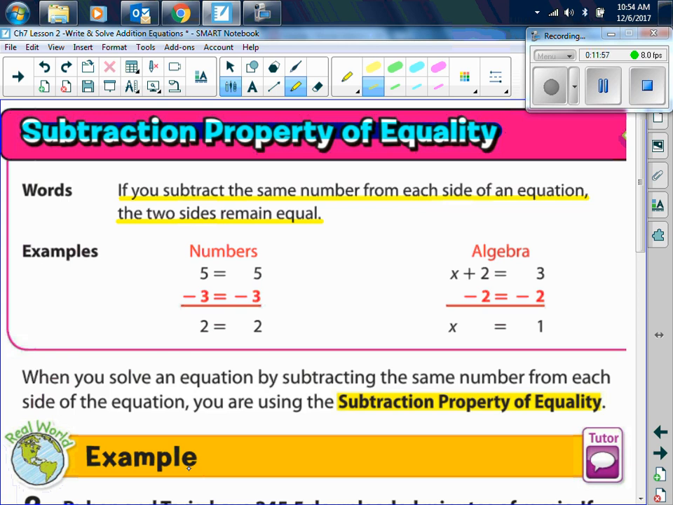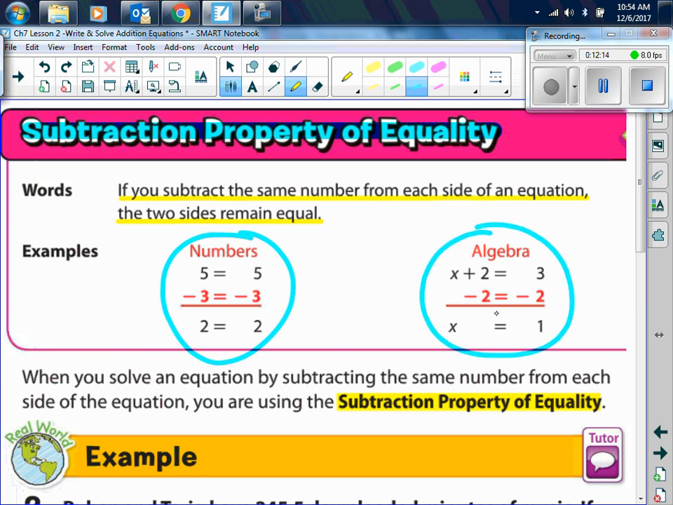Okay? And you can see that with numbers. Here we have 5 equal signs. If we subtracted a 3 on both sides, we'd get 2 equals 2. Still, that's equal, right? Same thing with algebra. Here, even though I don't know how many that x is, if I took 2 away on one side and 2 away on the other side, we would still have equality. Is everybody clear?